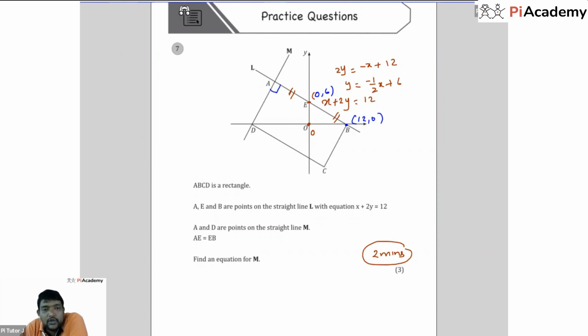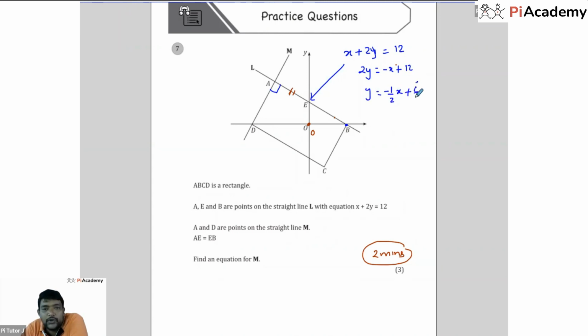Shall we do it together? Okay. Now look here. Let me show you here. The equation of this given line is x plus 2y is equal to 12. Now you can write this in intercept form. You can write this as 2y is equal to negative x plus 12. So you have y is equal to negative half x plus 6.